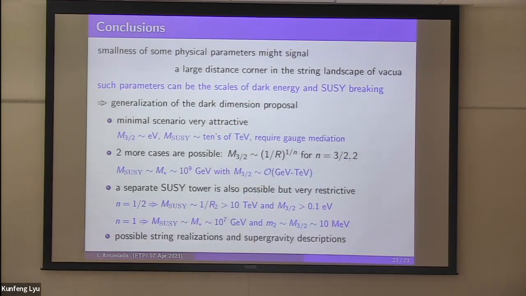So the conclusion: the message here is that the smallness of some physical parameters might be a signal that we live at large distances in some corner of the string landscape, and such parameters could be, for instance, the scale of dark energy and the supersymmetry breaking scale. And it allows to generalize the dark dimension proposal by incorporating the supersymmetry breaking. The dimension of possibilities.